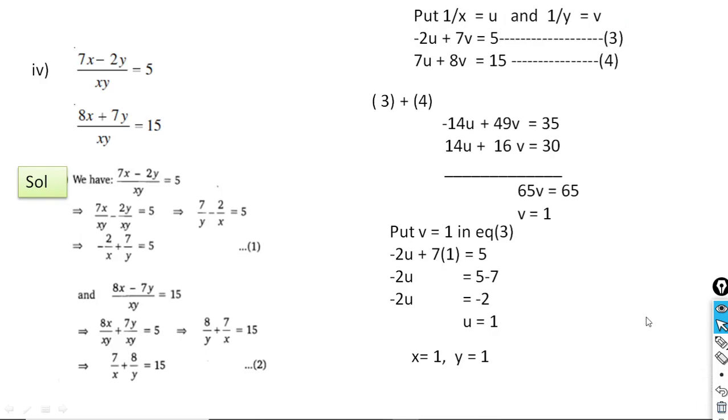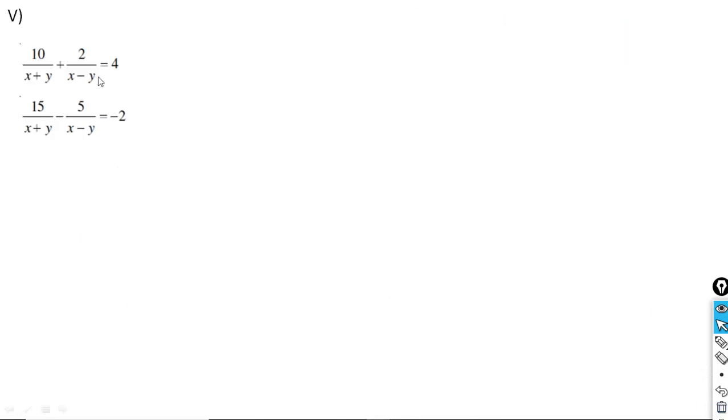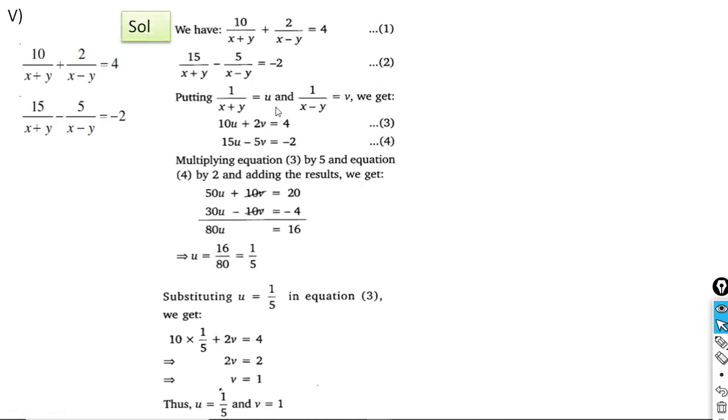Let us have one more problem on this topic. Here in this problem, it is 10 upon x plus y plus 2 upon x minus y is 4. Now students, in this problem, we will substitute 1 upon x plus y as u and 1 upon x minus y as v. When we substitute this, we get the equation in the standard form. 10u plus 2v is equals to 4, and 15u minus 5v is equals to minus 2.